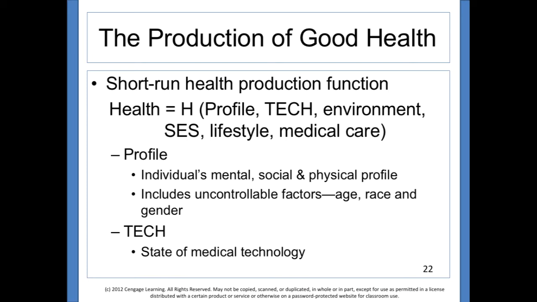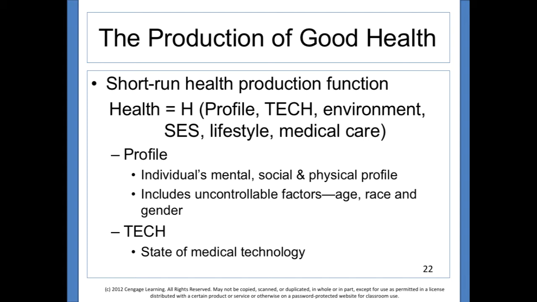In mathematical terms, the dependent variable is health production on the left-hand side, and on the right-hand side we have all the health-related inputs that can increase or decrease health outcomes.